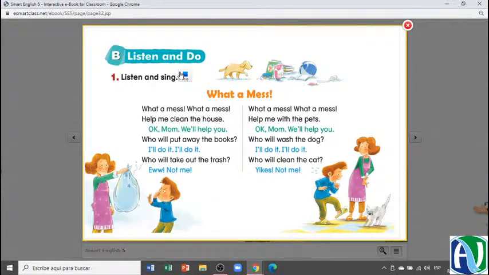What a mess, what a mess. Help me clean the house. Okay, Mom, we'll help you. Who will put away the books? I'll do it. Who will take out the trash? Oh, not me. What a mess, what a mess. Help me with the pets. Okay, Mom, we'll help you. Who will wash the dog? I'll do it. Who will clean the cat? Yikes, not me.